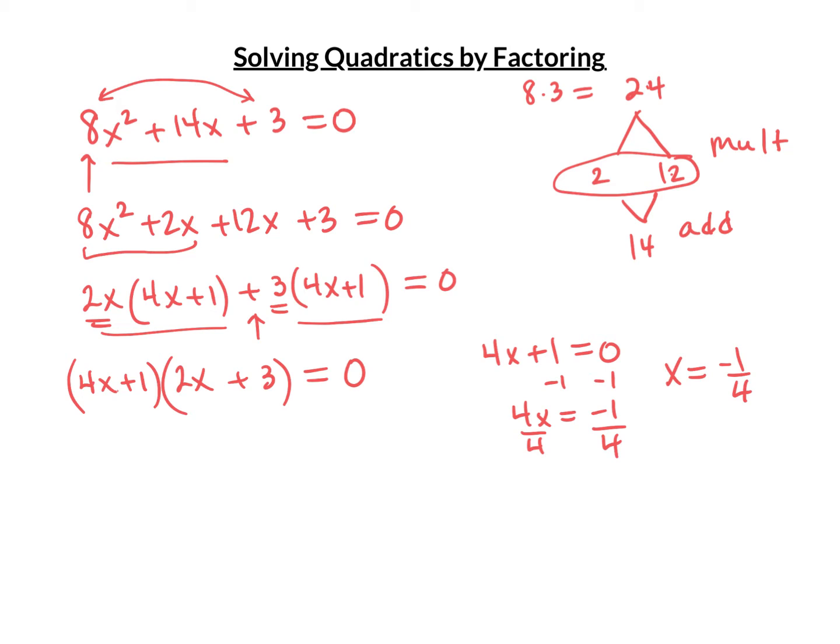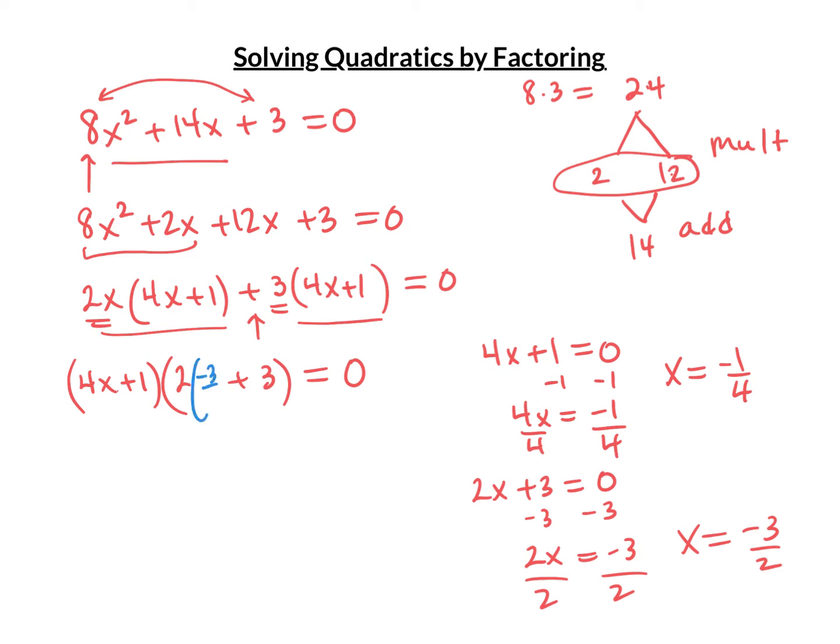My second answer comes from when 2x plus 3 would be equal to 0. We'll take a 3 off each side. 2x would equal negative 3, and divide by 2. And my second answer is negative 3/2. I can prove that that works. If I take the x away and I replace it with negative 3/2, the 2's cancel, and negative 3 plus 3 is 0, and 0 times anything is 0.